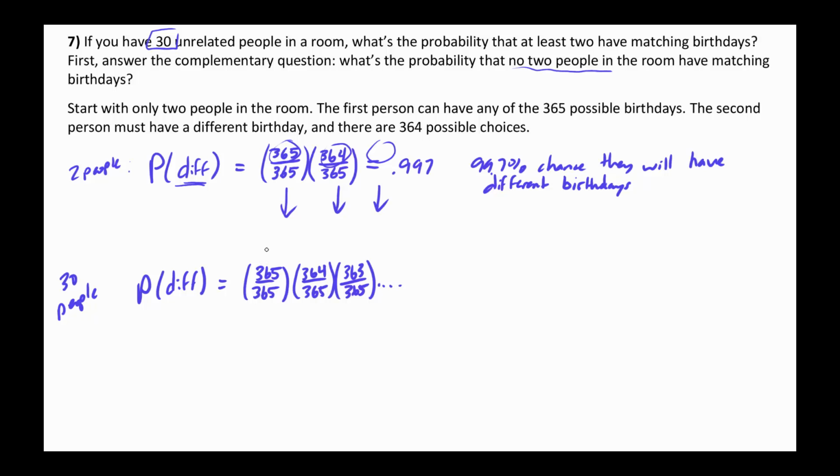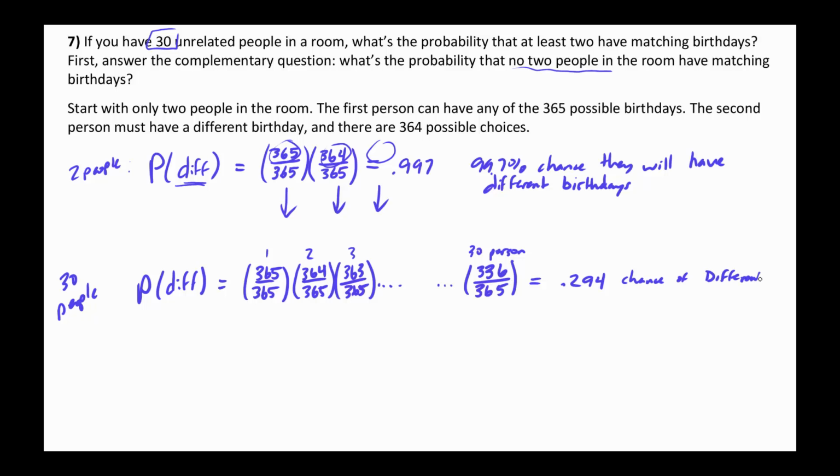And it continues until we get to the last person. So this is the first person, the second person, the third person, so on and so forth, until we get to the 30th person. And they would have the fraction of 336 out of 365. So you would think maybe you would subtract 30 from this first number. You can't subtract 30 because you have to count this first number. So in reality, you're just subtracting 29. If we multiply all of those up, we are going to get 0.294. Now that's the chance that they're going to have different birthdays.